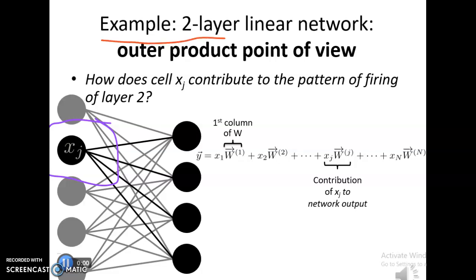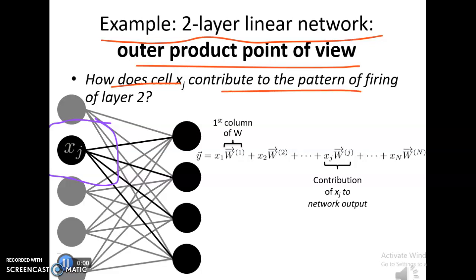Example: two-layer linear network, outer product point of view. How does cell Xj contribute to the pattern of firing of layer 2? Here is Xj, and these are layer 2. How does it contribute?